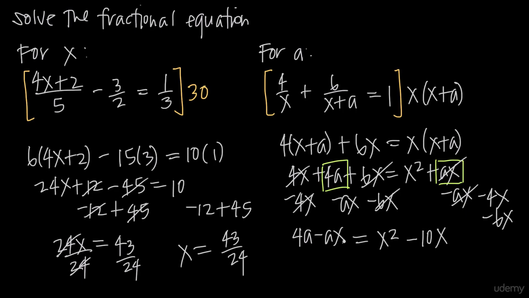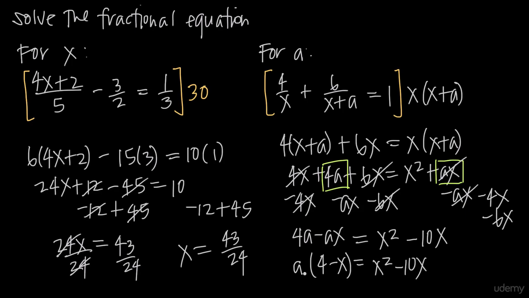Now that we have the terms involving a isolated by themselves on one side, we factor out the a, so we factor out an a from 4a and negative ax, and we get a times 4 minus x is equal to x squared minus 10x.